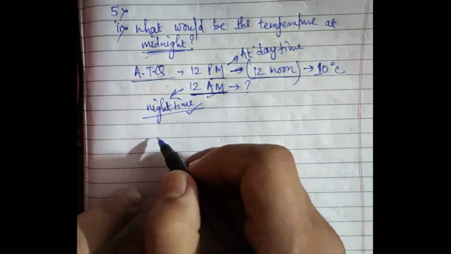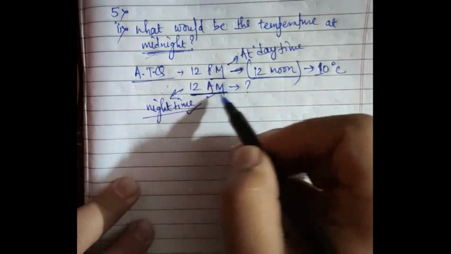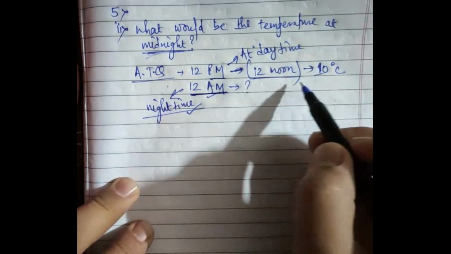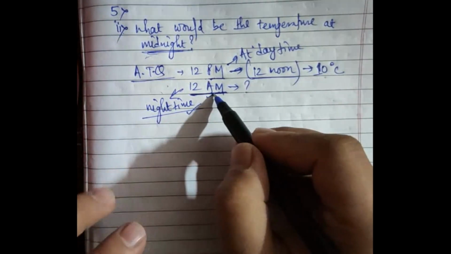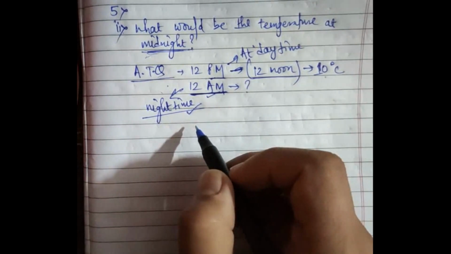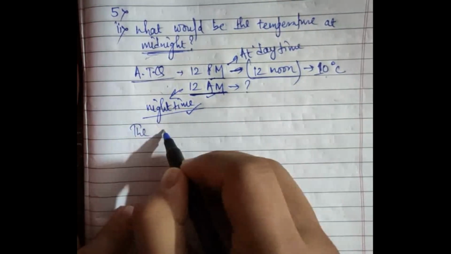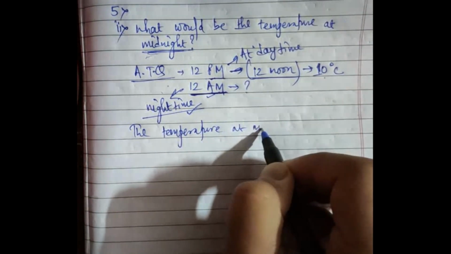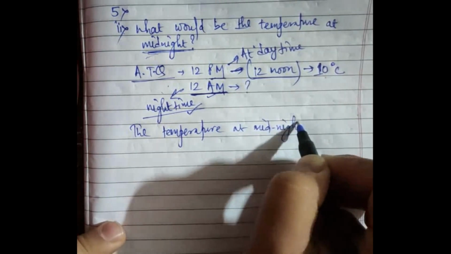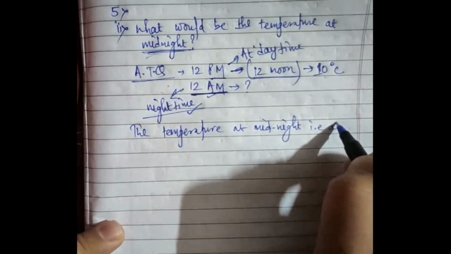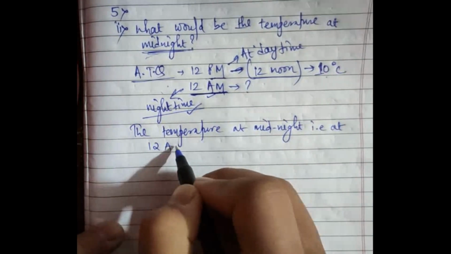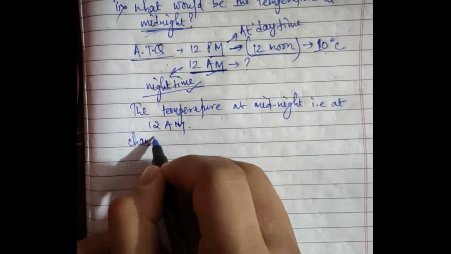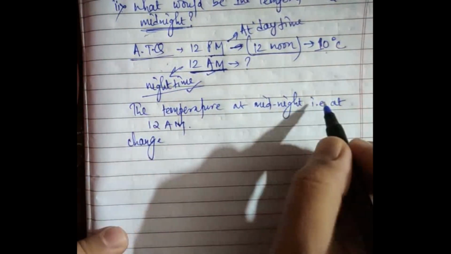So this is our first step. According to the question, it states that at 12 p.m. it is 10 degrees Celsius. Now we have to find the temperature at 12 a.m., isn't it? So let us write the temperature at midnight, that is at 12 a.m., right? Change, that is what we have to find, the temperature at midnight, that is at 12 a.m.